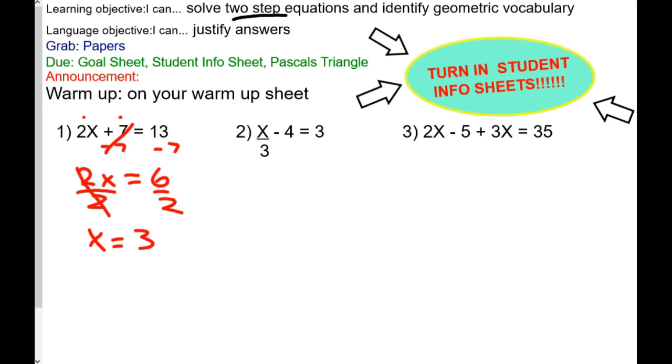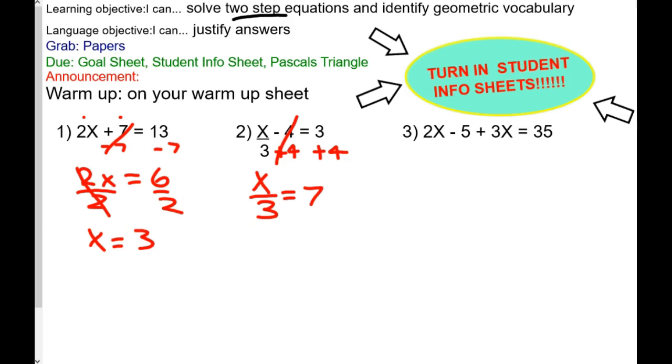What about number 2? x over 3 minus 4. What do I need to get rid of first? Okay, the loner, the minus 4, has to go first. So what's the opposite? Plus 4. So underneath it, you're going to write plus 4 on both sides, right? Showing me your work. Cross out the opposites. That canceled out. Let's bring down x over 3 equal sign. What's 3 plus 4? 7, okay?